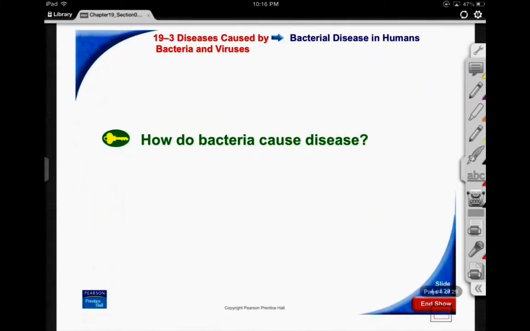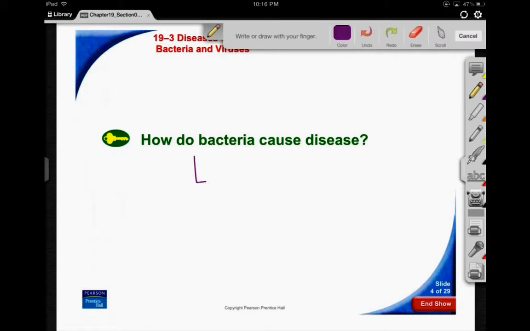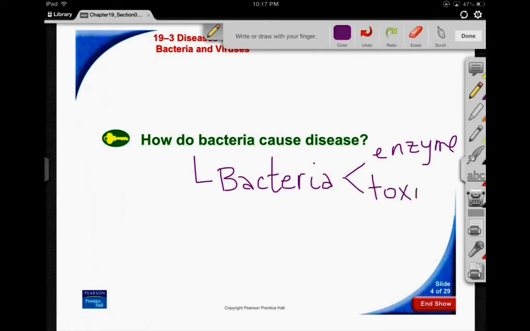So how do bacteria cause disease? Well, this is interesting because you have to consider that when you cook food, the bacteria themselves can make you sick. There are bacteria that can cause flesh-eating disease. They can produce an enzyme. They can produce toxins, which are little chemicals that they release that can severely affect your systems. When you look at gangrene, that one comes up. Enzymes are like little proteins that can digest and destroy.